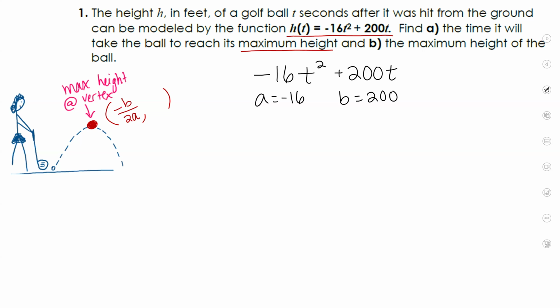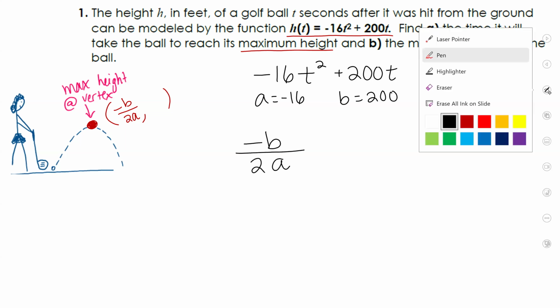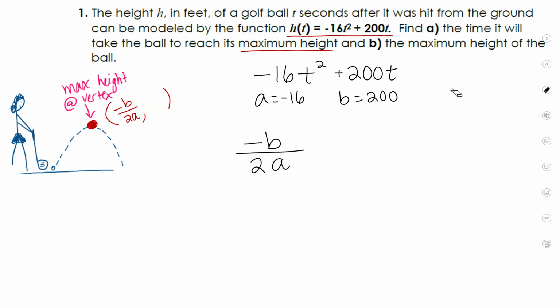Okay, so let's plug that into my formula. The formula is negative b divided by 2a. That is how you find the x value of the vertex. So I'm going to substitute the b and put a 200 in its place. I'm going to substitute the a and put a negative 16 in its place. Okay, use your calculator. We want to figure out what negative 200 divided by negative 32 is.